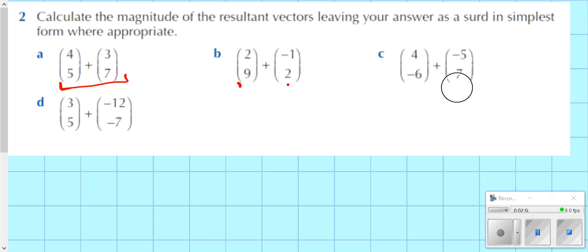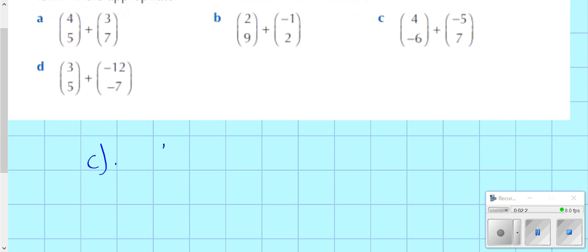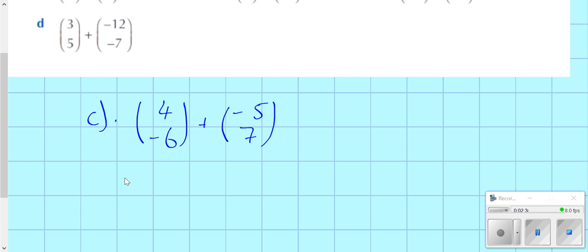So let's pick one with integers. The other clue from this question is that it says leave your answer as a surd in its simplest form, so there's an idea that it's a non-calculator question. I'm going to do part C, from the quiz. I need to do 4 and -6, adding -5 and 7. So 4 add -5 is -1, and -6 add 7 is 1.